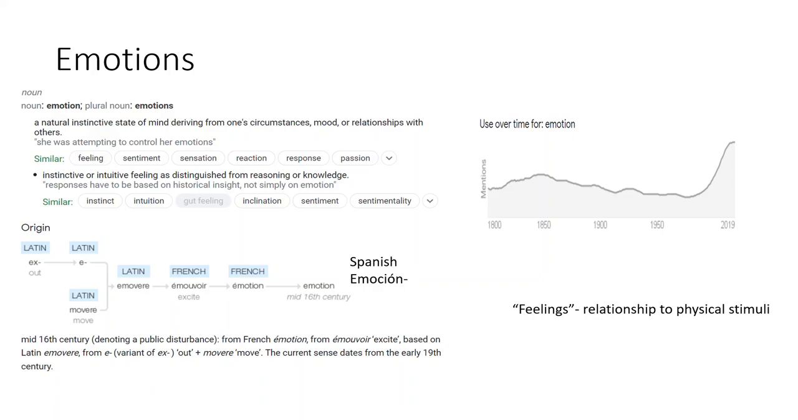And its origin, interestingly, not surprisingly, is from a Latin word meaning to move. In the French, it has a term meaning excitement. So obviously we are above a baseline state when we are emotional. And interestingly, as humans, we tend to use, at least in English, the word feelings to refer to our emotions, which of course itself has a relationship to physical stimuli. So I feel the top of the desk, and I also feel bad or feel depressed. I think this is relevant in terms of understanding how the brain processes emotion.